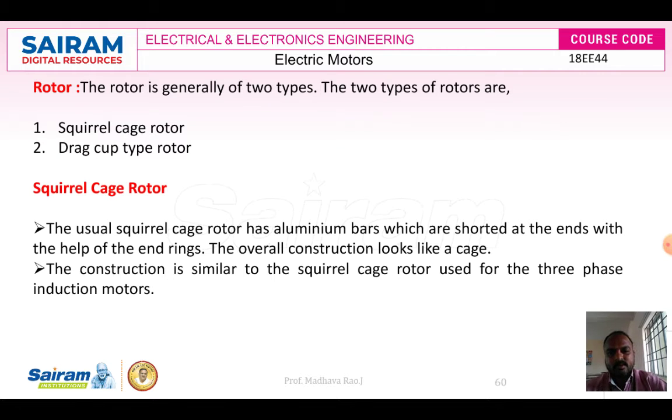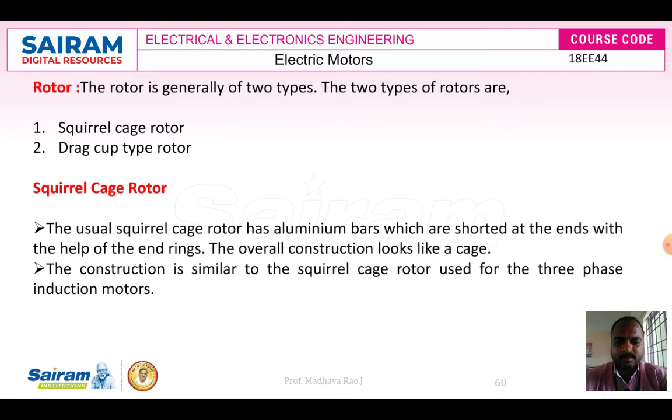Now, servo motor rotors are classified into two different types: squirrel cage type and drag cup type rotor. In induction motors, rotors are generally classified into squirrel cage type and slip ring type. Similarly here, we have two types of rotors in a servo motor. One is the squirrel cage type rotor, the other is the drag cup type rotor.